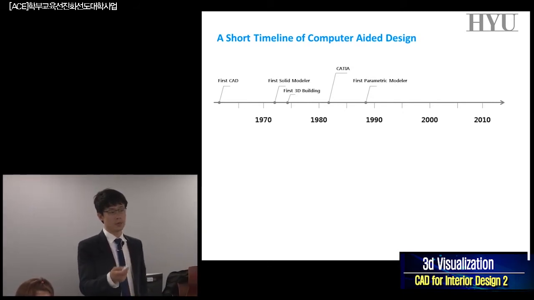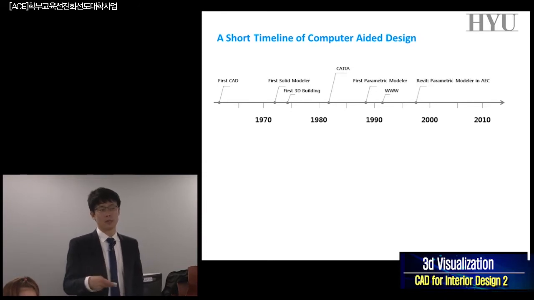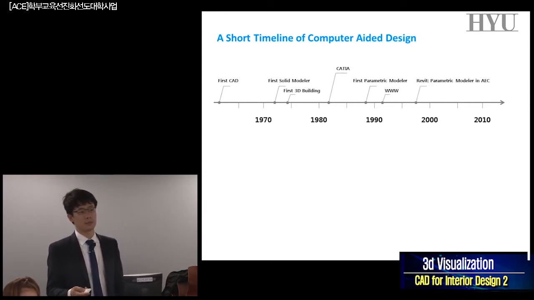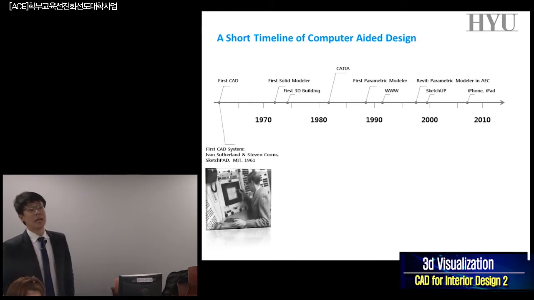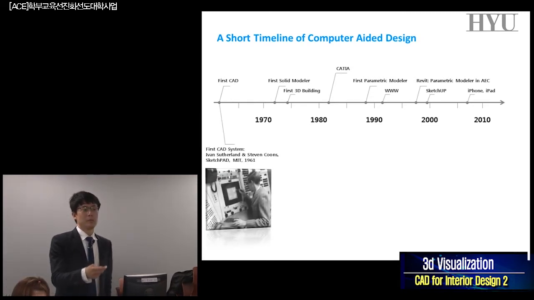And first parametric modeler and World Wide Web introduced 90s, and Revit released for the building, SketchUp, iPhone, iPad, some new type of mobile devices released to public in the middle of 2007 that I remember. First CAD system named Sketchpad, developed by MIT, 1960.